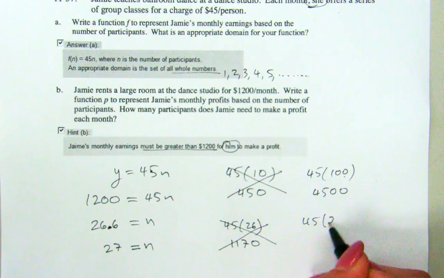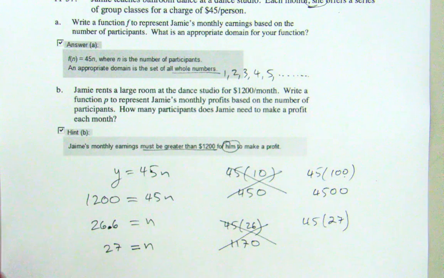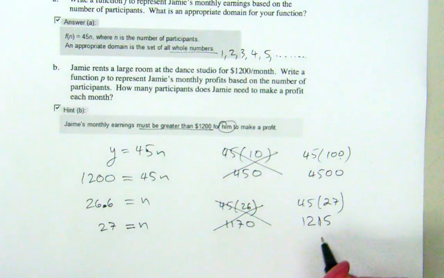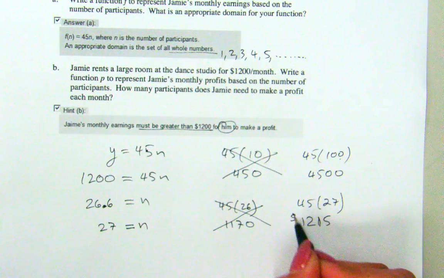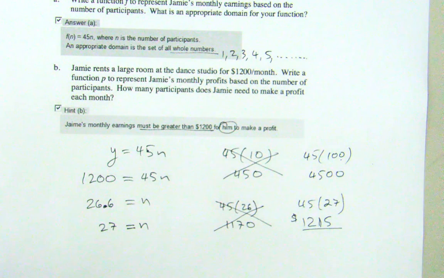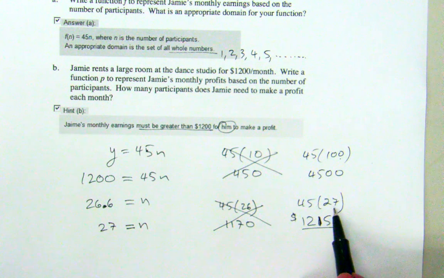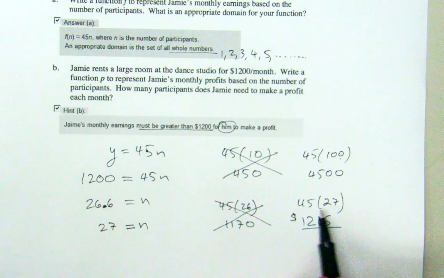But 45 times 27 people is going to give you 1215. Well, that's not much of a profit, but at least you covered your rent, right? So 27 people is really what you're looking for.